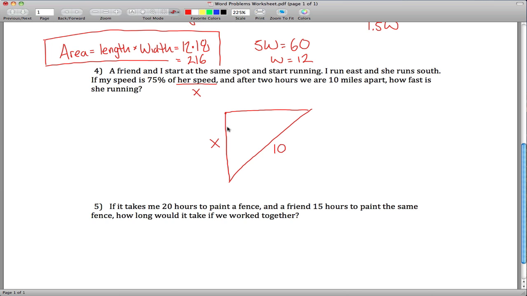Let's see, after 2 hours, if her speed is x, her distance is 2 times x, right? Distance equals rate times time. Time is 2 for 2 hours. Rate is x, her speed up here. And then we can figure out the distance I've run here. Again, it's 2 hours times my speed. Well, my speed is 75% of x. So 2 times 3/4 of x, which is the same as 3x over 2 or 3/2 x, however you want to write that.